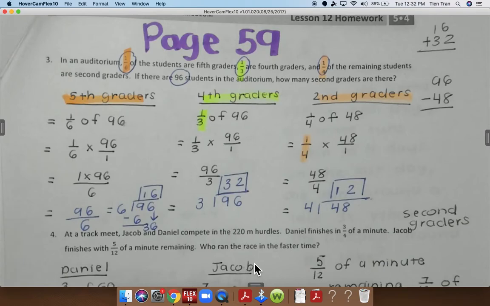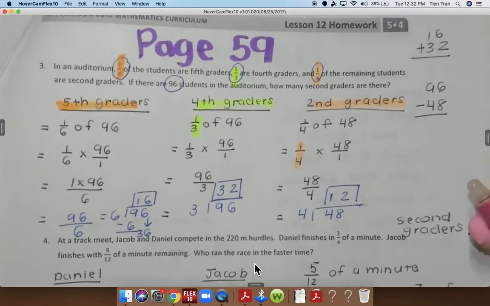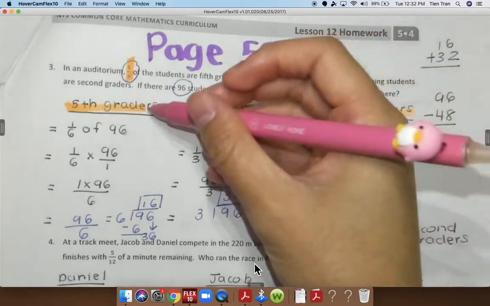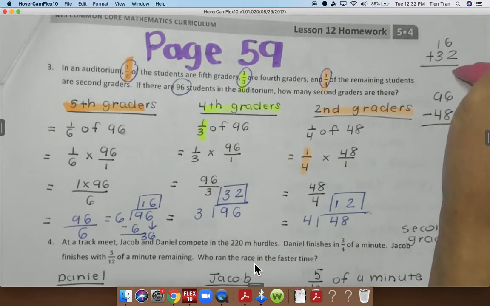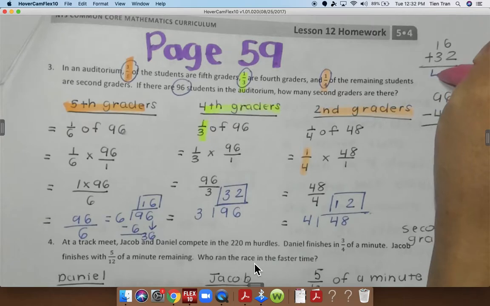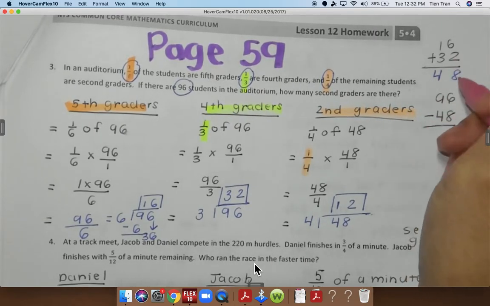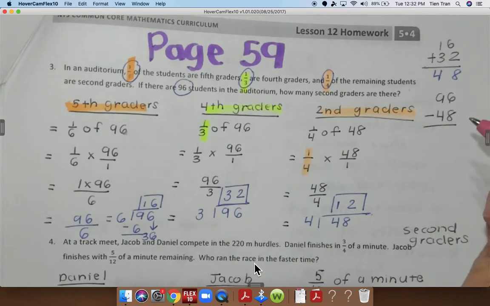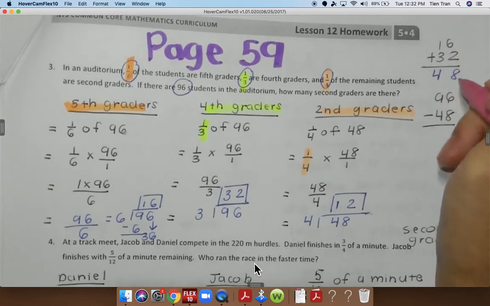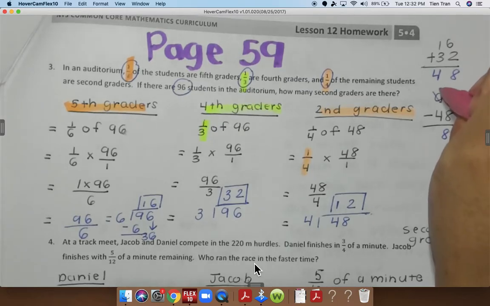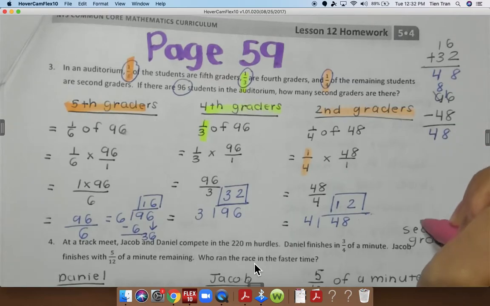Okay? Now to figure out how much I have, what I'm going to do is I'm going to add 16 plus 32, 5th graders and 4th graders. 6 plus 2 is 8, 3 plus 1 is 4. And over here I have 2nd graders. I'm going to subtract 96 minus 48 to find out how many 2nd graders I have. So 6 minus 8, I'm going to regroup. 16 minus 8 is 8. 9 changes to an 8. 8 minus 4 is equal to 4, so 48. So we have 48 2nd graders.